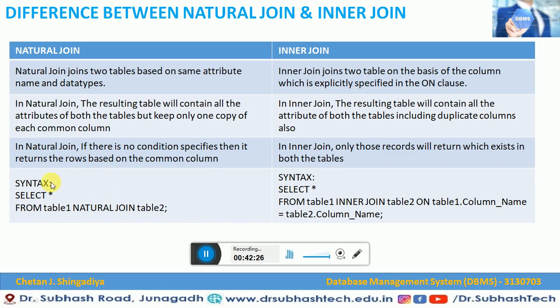The syntax of the natural join will look like this: select star from table 1 natural join table 2, and the syntax for an inner join will look like this form. So this is how we can differentiate the natural join and inner join of relational algebra.